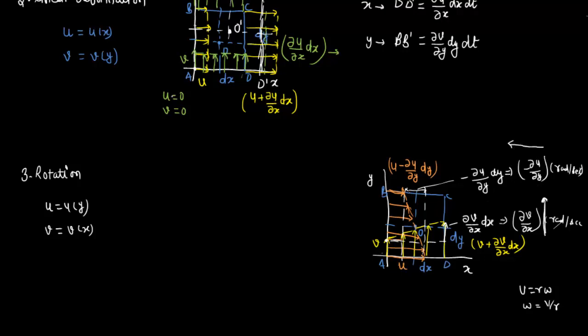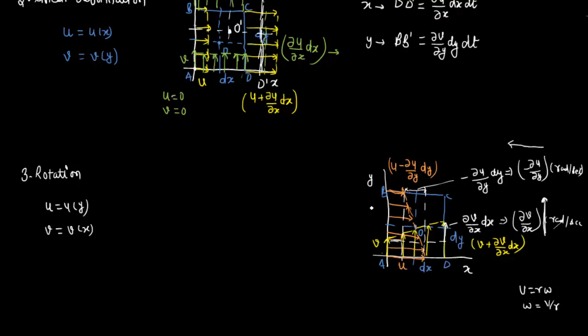Okay, let's check again. In this case, when we are moving in the x direction, the change is in the positive y direction. So we are saying del u by del x is in positive y. But as we are moving in the positive y direction, here the change is negative. So this is in the negative x direction.